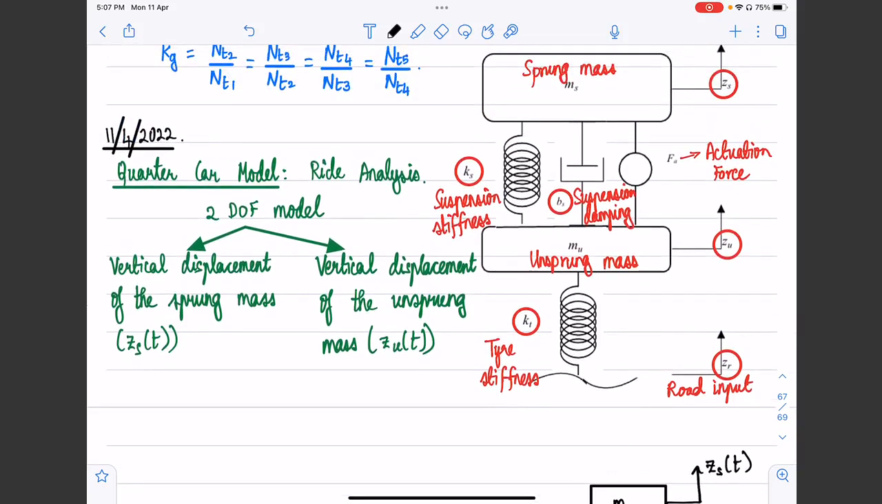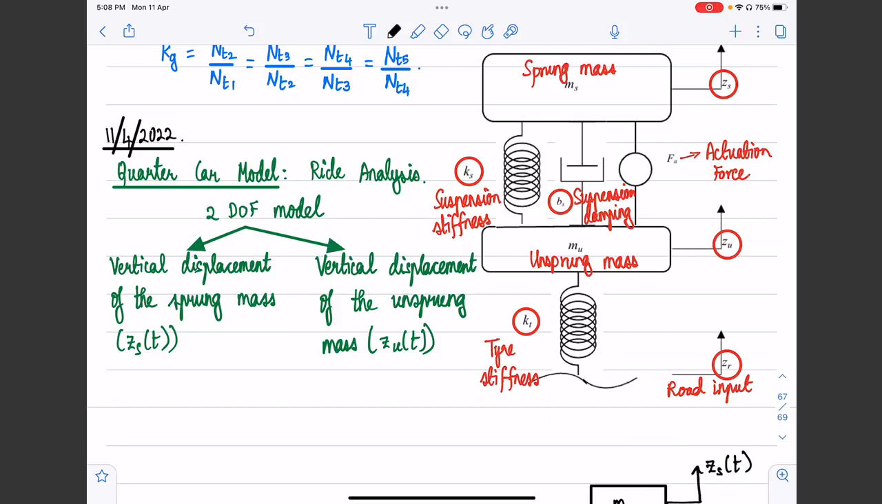When we consider this quarter car model, what we consider is that the car is initially assembled. So the suspension elements will have an initial deformation due to gravity, due to the weight of the masses, right? So we are going to consider Zs and Zu from that initial equilibrium state. The springs and the shock absorbers are not at their free lengths, but rather there is an initial deformation which happens due to ms g and mu g. So we are going to start measuring Zs and Zu from that initial equilibrium state. We need to keep that in mind.